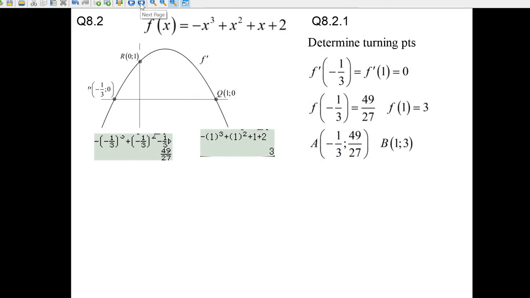Now they want you to sketch the graph. Now, if x is 0, well, y is 2. It's pretty easy to see the y-intercept right there. If x is 0, y is 2.